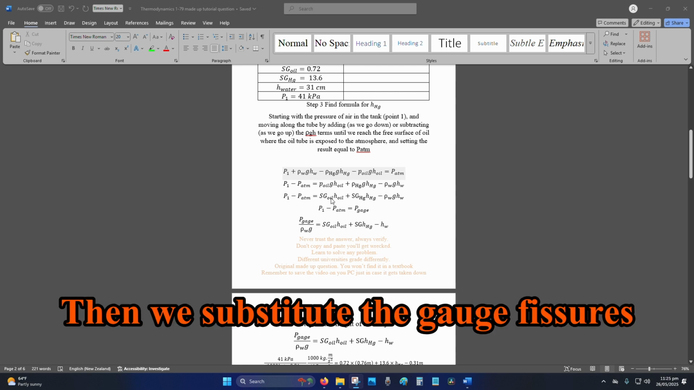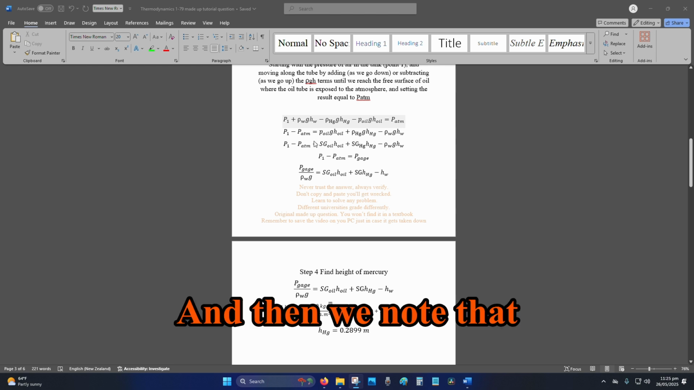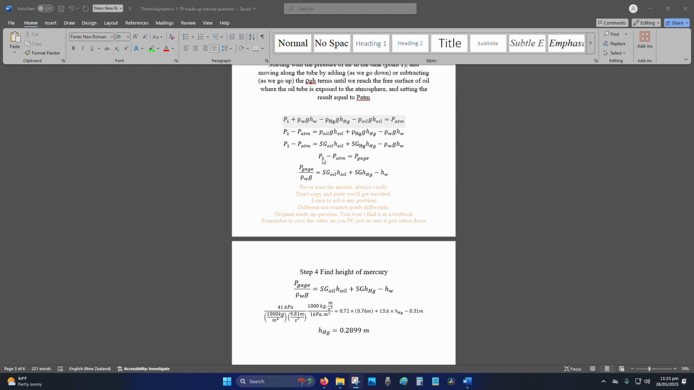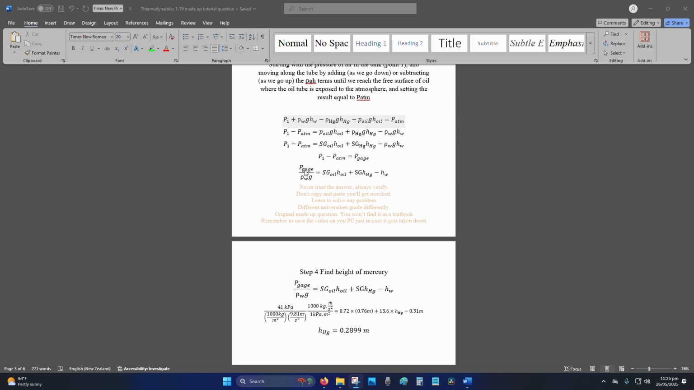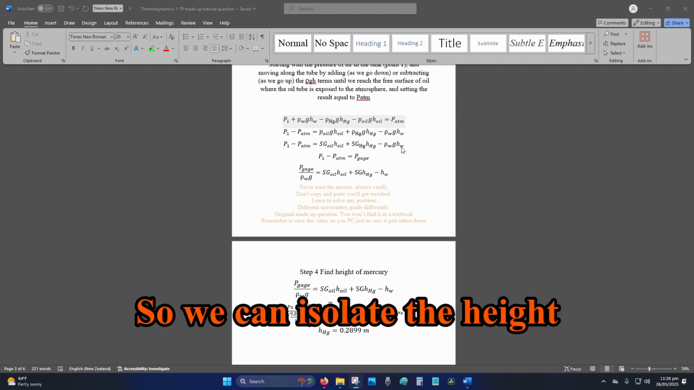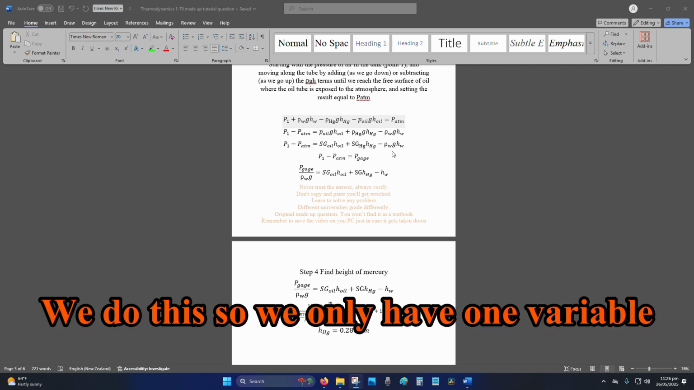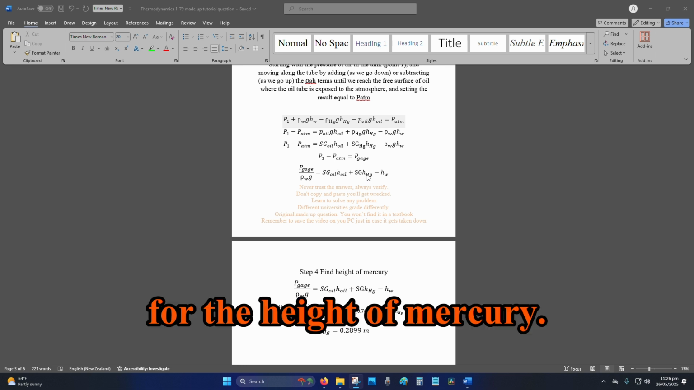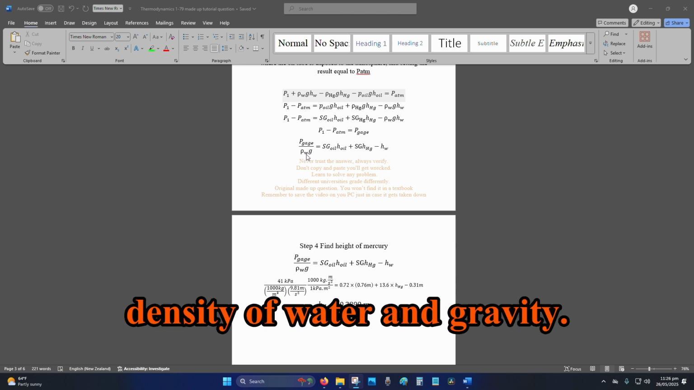Then we substitute the gauge pressures with the specific gravity, and then we note that absolute pressure minus atmospheric pressure is gauge pressure. So it becomes gauge pressure. Now we want to get rid of the density of water and gravity, so we can isolate the height of water. We do this so we only have one variable for the height of mercury. And so we just divide both sides by density of water and gravity.